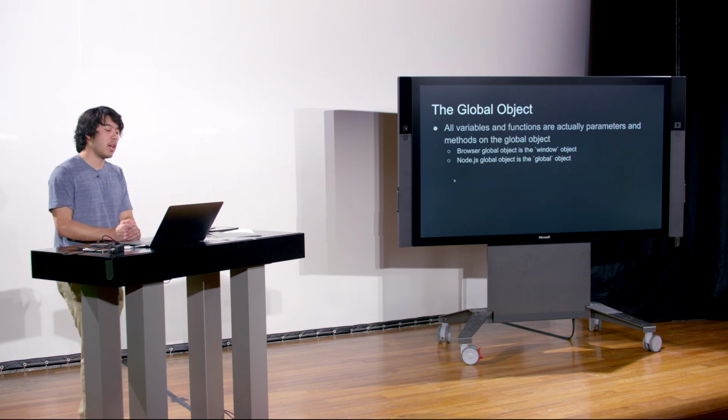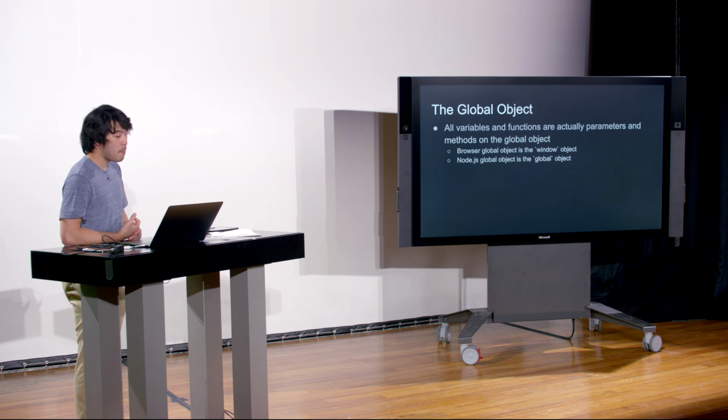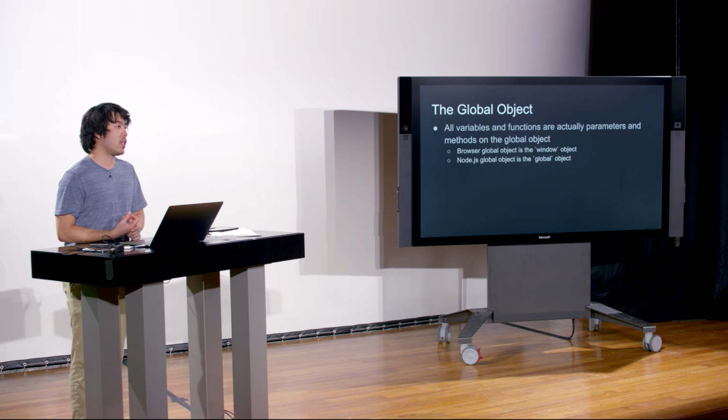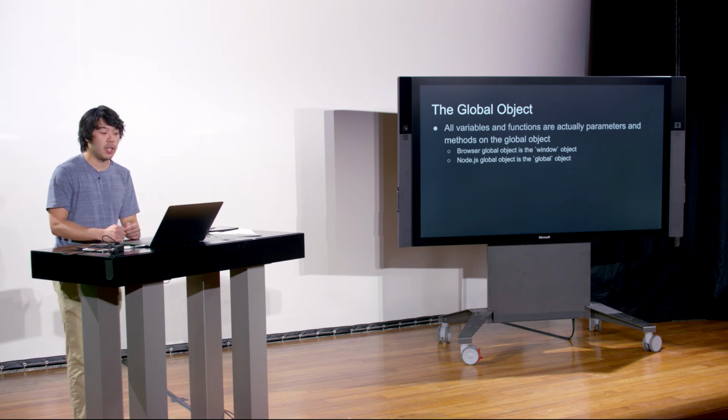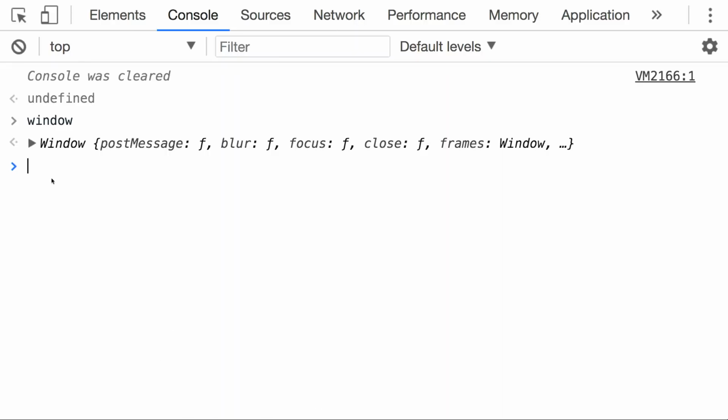So the global object. The way these things all work is basically in any given runtime, there's this thing called a global object. And so all variables, all functions are actually keys or properties or methods on the global object. So in the browser, there's this thing called window, which is the global object of a window. So this is a browser environment. And if I type window, I see this thing.